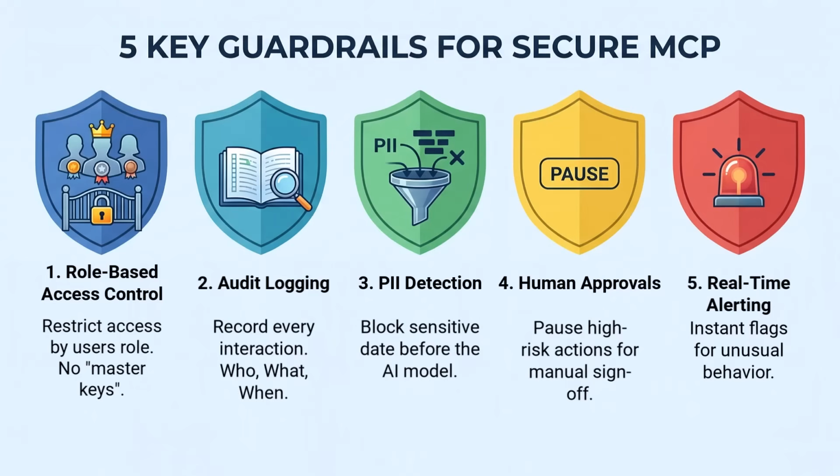Fifth, real-time alerting. If an agent starts behaving unusually, high call volume, data access outside its normal platform, anything that reads like something's off, you want to flag that while it's happening. Not when you get around to reviewing last week's logs. Right now.